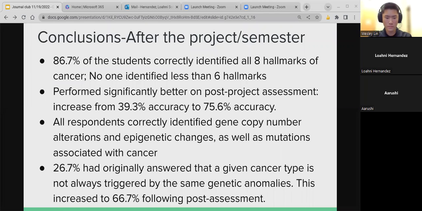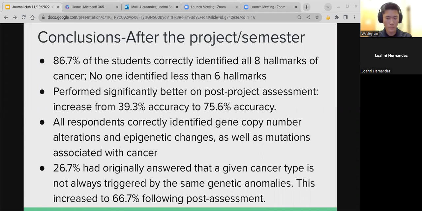In addition, 26.7% of respondents had originally stated that differing genetic abnormalities were responsible for cancers, so no single mutation is responsible. This number increased to 66.7% following the post-assessment.